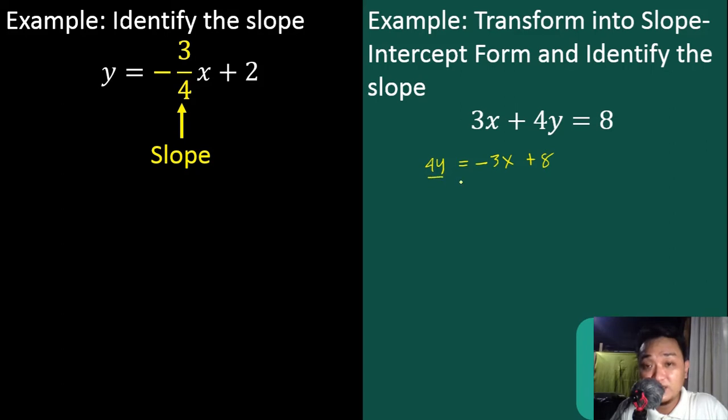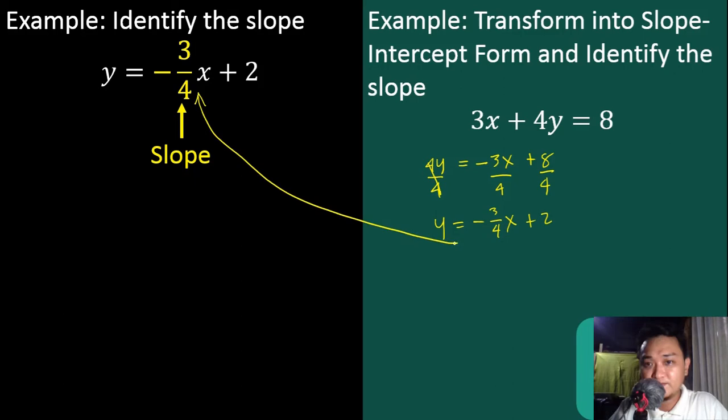And then let us divide every term, everything from left to right side of the equation, by 4. That becomes, cancel 4, y is equivalent to negative 3/4 x plus 8 divided by 4, which is just 2. So our slope there is negative 3/4. Ito po. And our slope is negative 3/4.